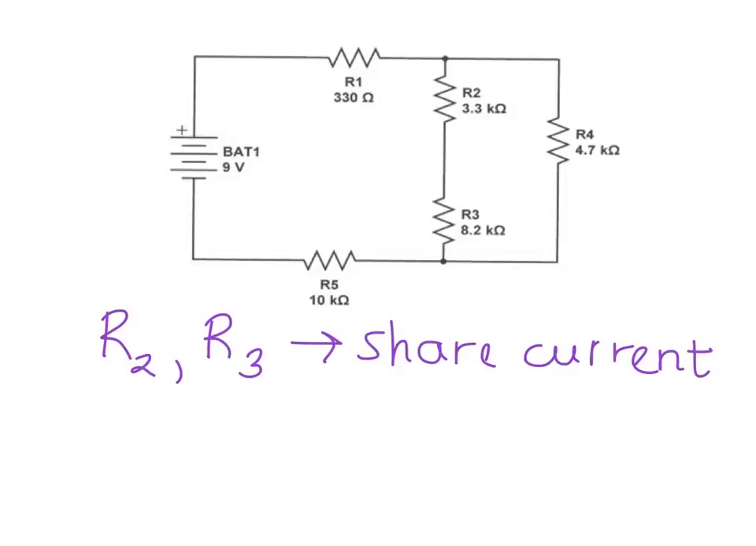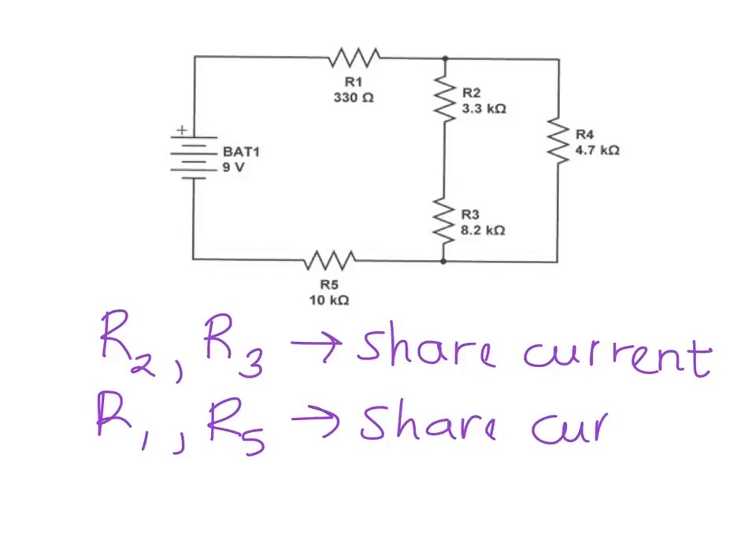Whatever runs through R2 has to run through R3. Now, do they have the same voltage drop over each? Hopefully you would say no, because you can see that they have different resistances, so it would require a different voltage drop. Which other two? Are there any others that have the same current? In fact, it is R1 and R5, right? They share a current as well.